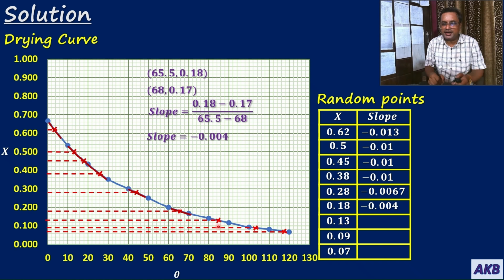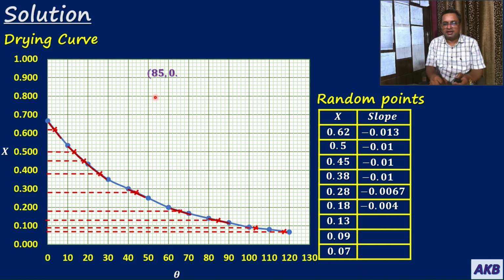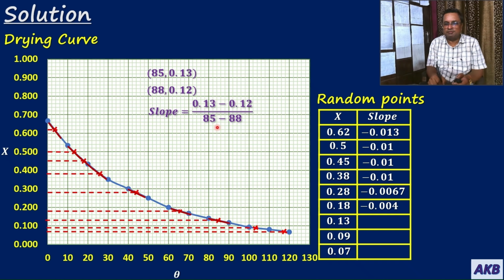Next, we will draw tangent at this point. So this is the tangent. We will again note down 2 points on it. One point has coordinates of 85 and 0.13, and the other point on this tangent is 88, 0.12. These are the points that I have selected. Then slope will be 0.13 minus 0.12 divided by 85 minus 88. That gives us slope as minus 0.0033. So at x is equal to 0.13, slope is minus 0.0033.